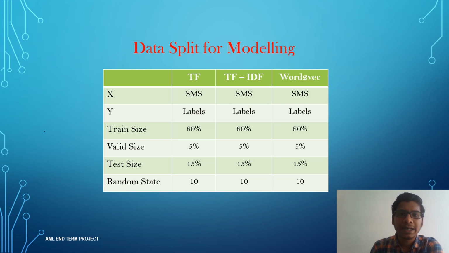Now we'll be doing data splitting for modeling purposes. Here the X will be SMS and the Y target will be labels, and we have taken 80% of data for training and 5% for validation purposes, and we are keeping 15% for the test size, and we are giving a random state of 10, which is a hyperparameter for splitting the data.